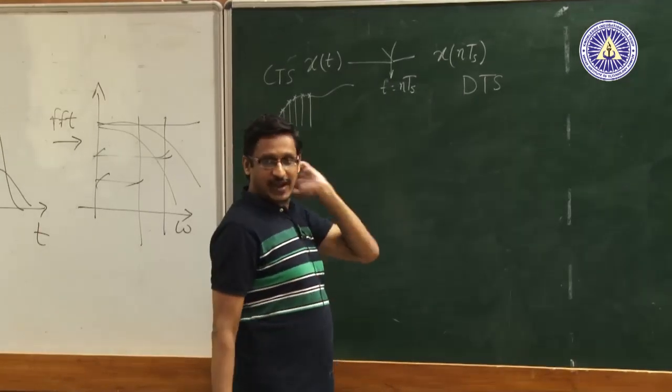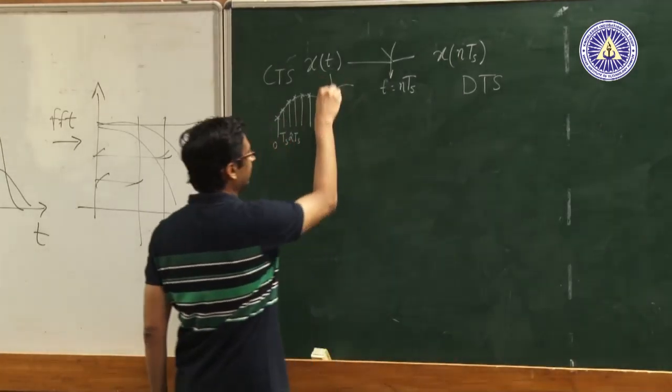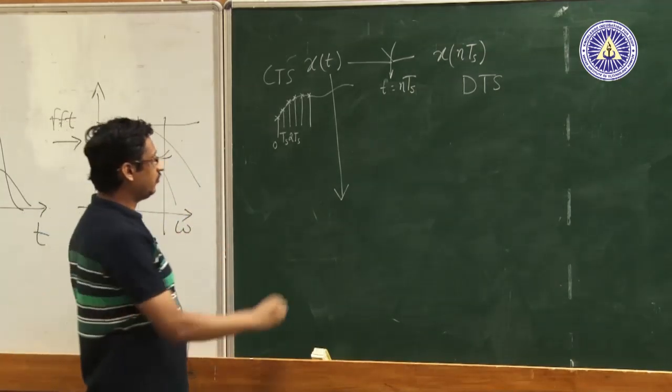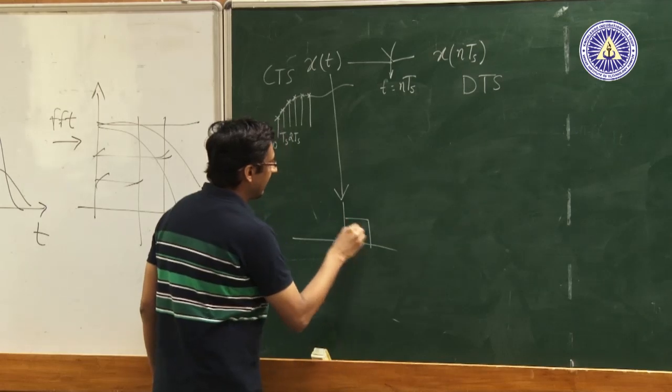Okay. To answer that question, you have to look at the Fourier transform of x of t. Assuming that you know the Fourier transform, what does the sampling operation do?